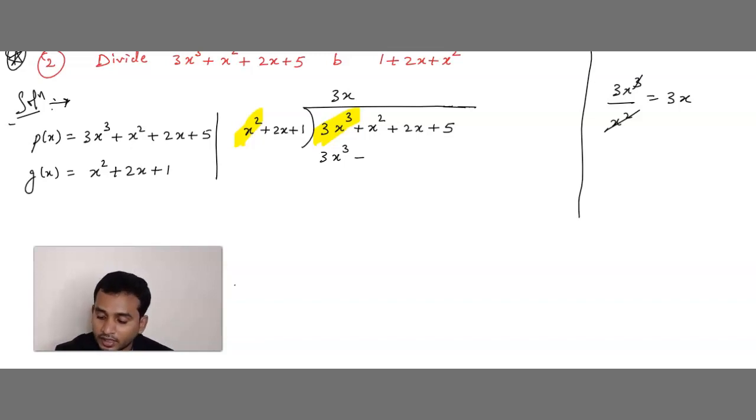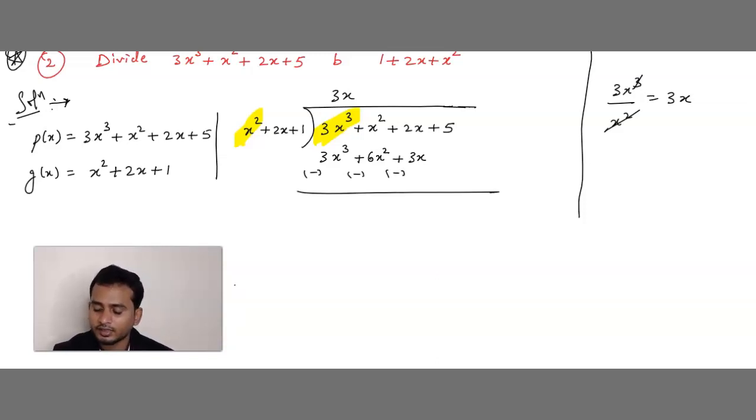Plus into plus is plus. 2 threes are 6. X into x, x square. Plus into plus, plus. 1 into 3x, that is 3x. Then this is minus, and this is minus. Plus 3x cube minus 3x cube gets cancelled. This is plus 1 and this is minus 6. Can we subtract 6 from 1? No. No means minus: 6 minus 1, 5x square. 2 minus 3, can we subtract 3 from 2? No. No means minus: 3 minus 2 is 1x. This plus 5 as it is.